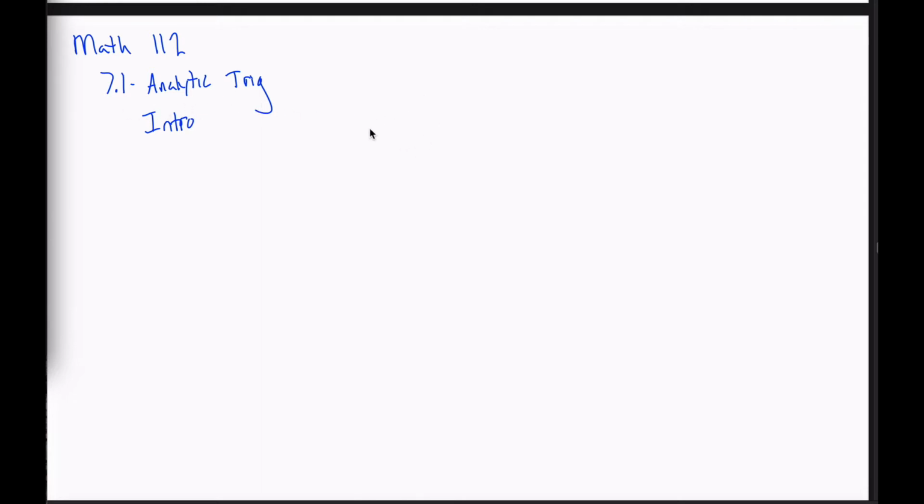There's really two facts you're going to need to be successful in 7.1. The first one is what's called the Pythagorean identity. The Pythagorean identity tells you that for any angle t, sine squared of t plus cosine squared of t is equal to 1. It's a really nice identity and it allows things to simplify really nicely.